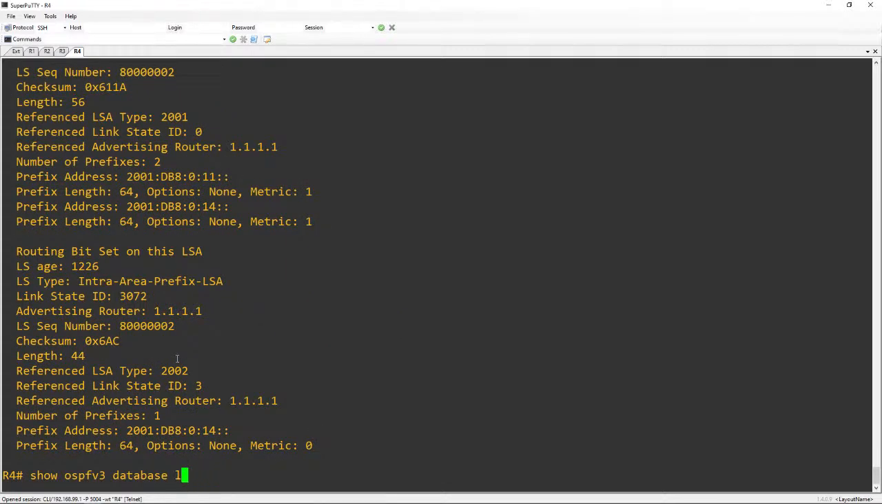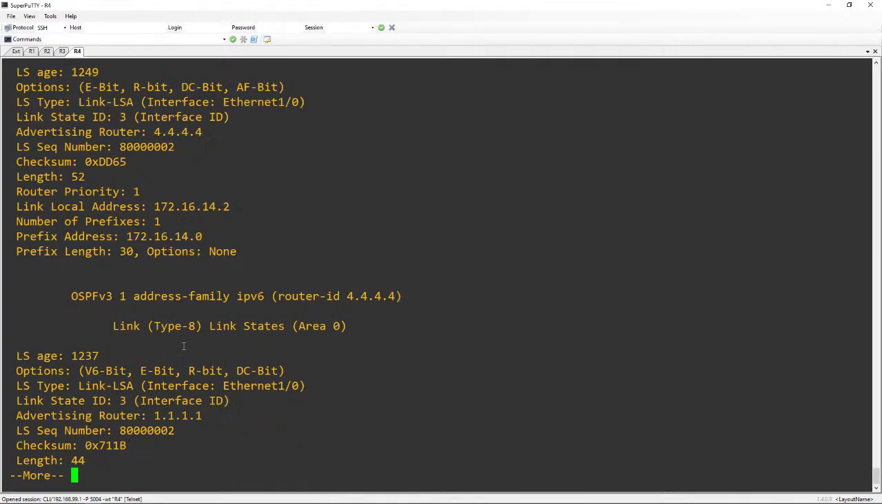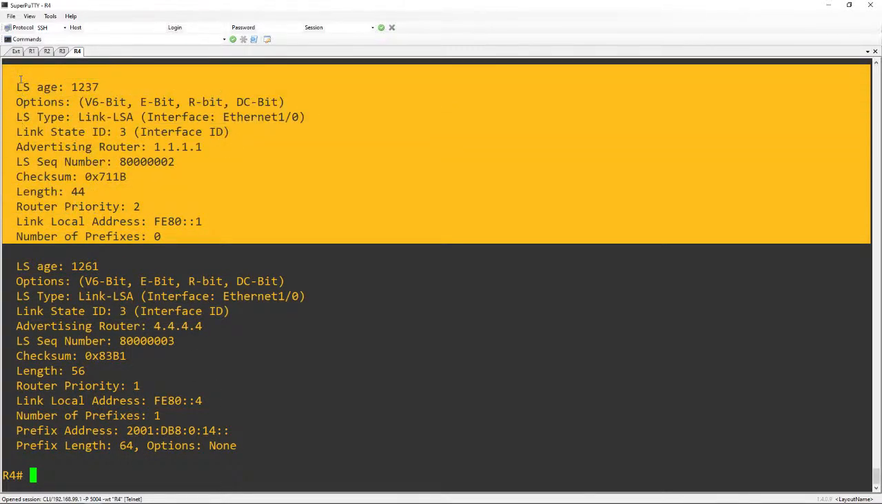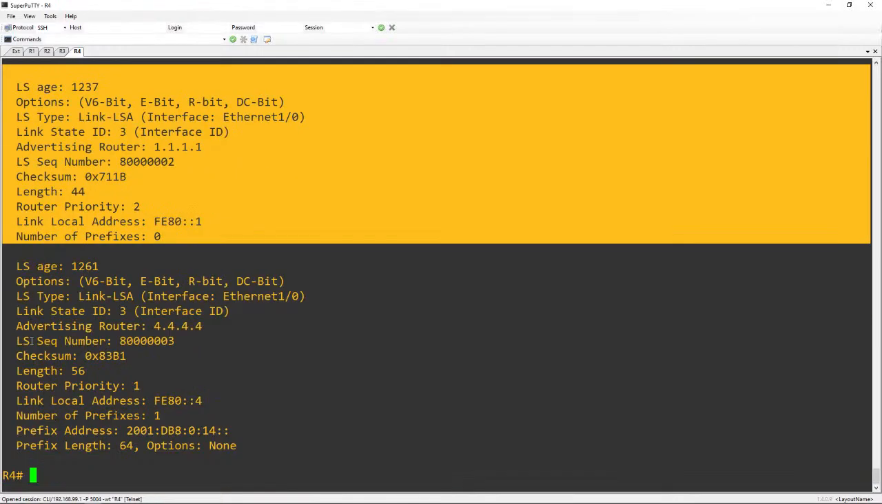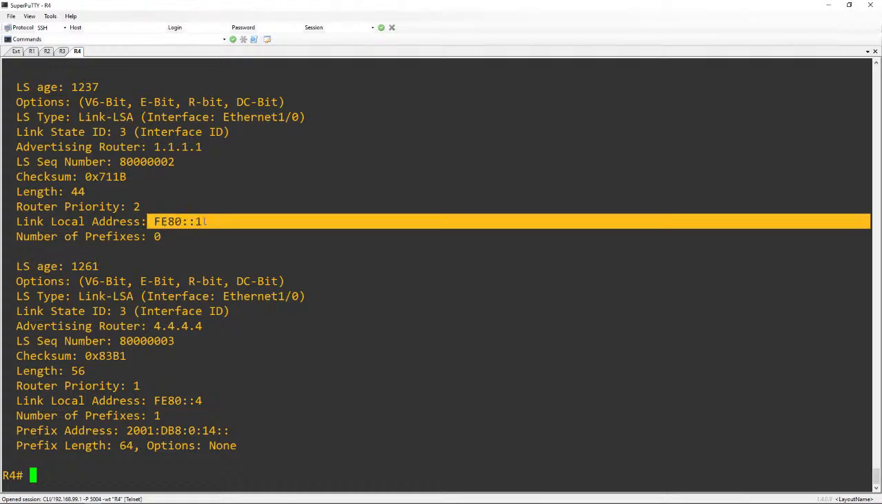But the only thing that's kind of throwing me off here is that I'm not seeing the link local information, the FE80 addresses. I'm probably going to have to, oh, there they are. I just didn't go far enough. There we go. This is what I would expect to see with the type 8 LSAs. I would expect to see link local information. So I must not have been looking in the right spot. And we'll talk more about these in a little bit.